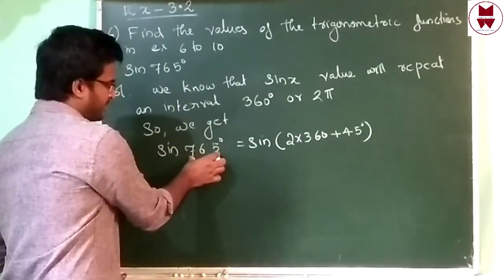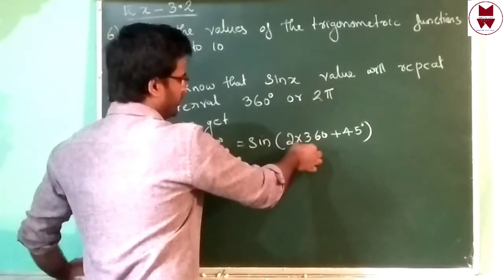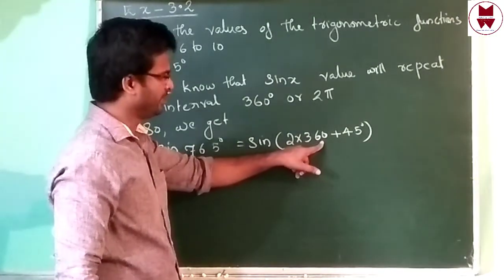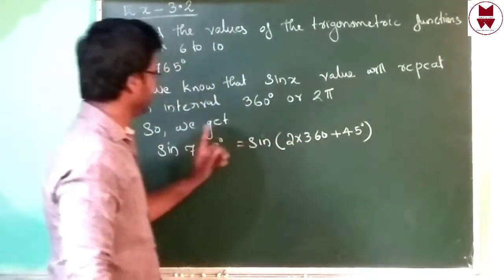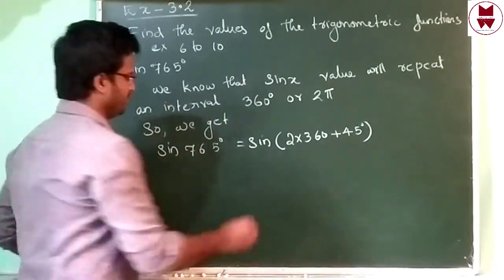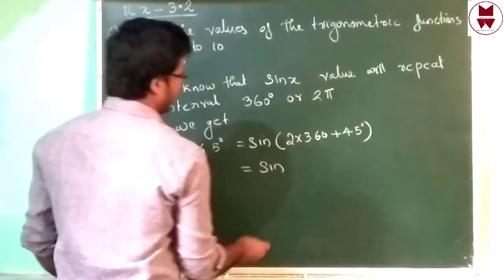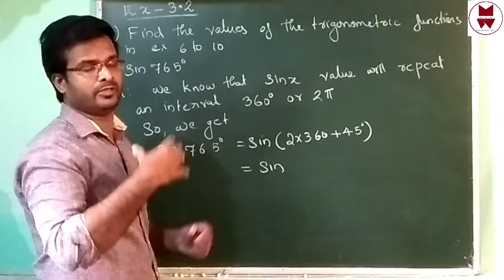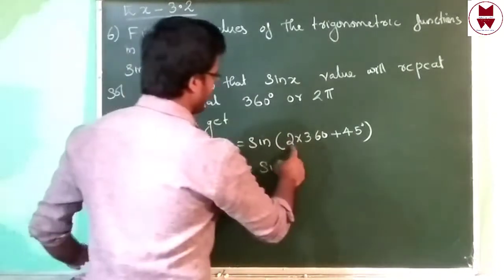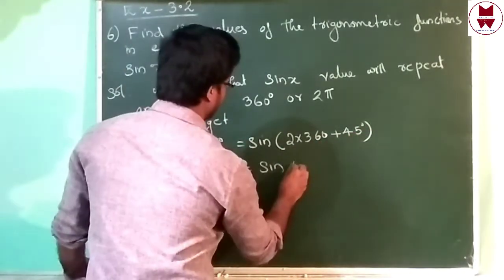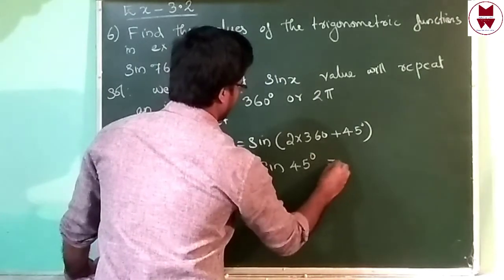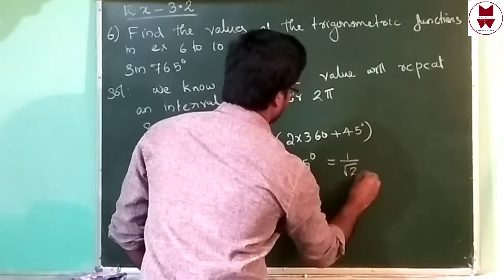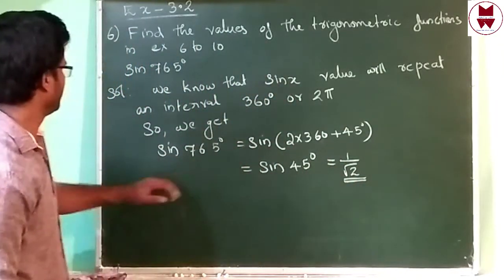This 765 is 2 into 360, that is 720, then 720 plus 45 is 765. Same number. Equal to sine. This 2 into 360 no need to write, because after 360 the sine value will repeat, isn't it? That means 2 into 360 no need to write. Then the remaining is 45. Equal to, what is sine 45? Sine 45 is 1 by root 2.